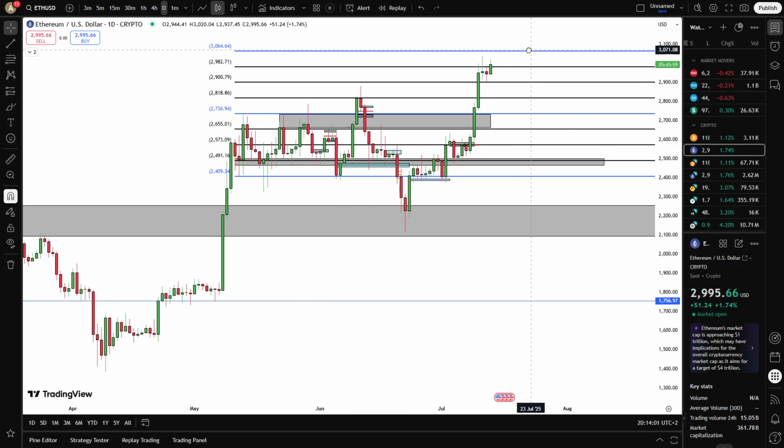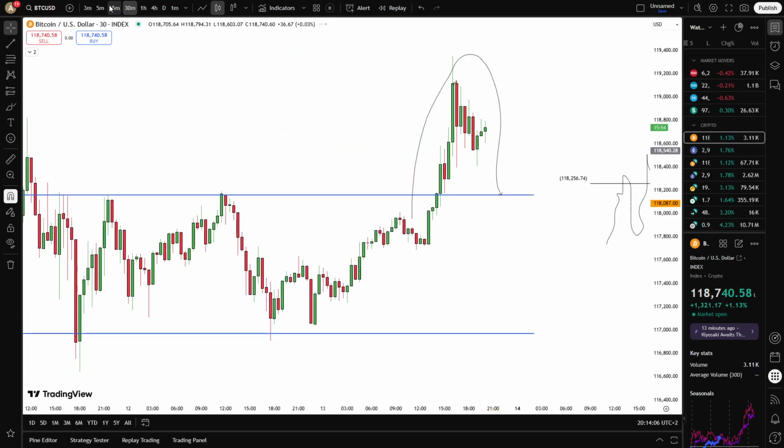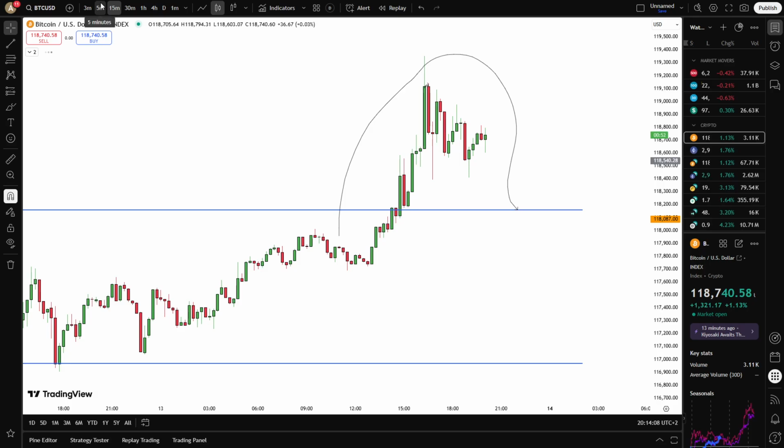So I think it will be quite similar in one of the upcoming days, where ETH just starts taking off and BTC just starts to range.